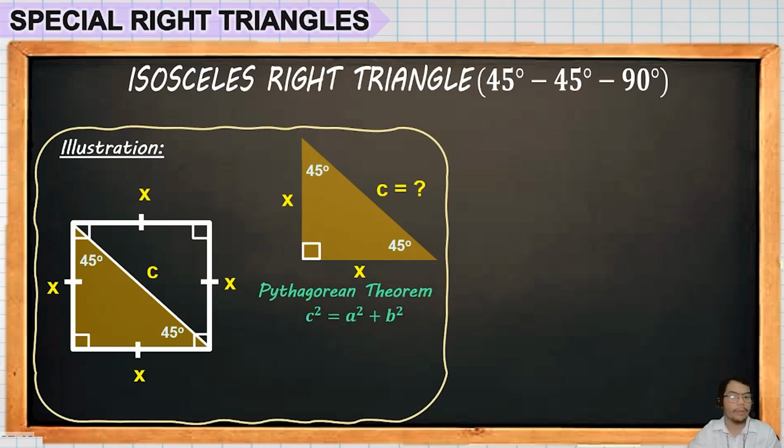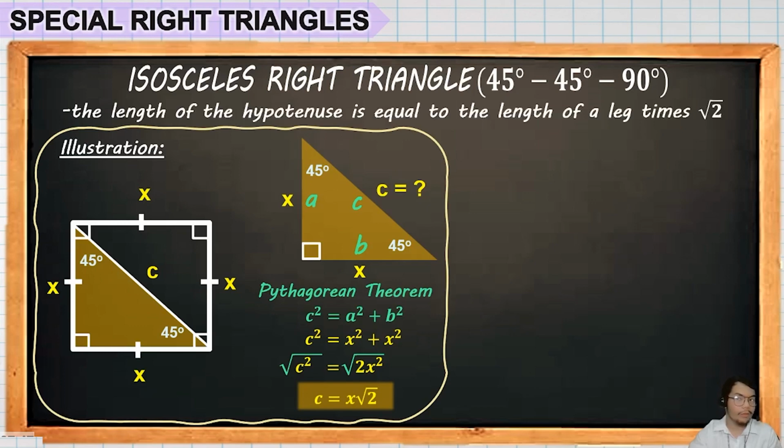If we go back to the Pythagorean theorem, we have a squared plus b squared is equal to c squared, or c squared is equal to both the sum of a squared and b squared. Now, if we compute for that, considering both of the legs will be x and the hypotenuse, we can label it as c. So that's going to be c squared is equal to x squared plus x squared. That means c squared is equal to 2x squared. If we get the square root of both sides, c will just be equal to x square root of 2.